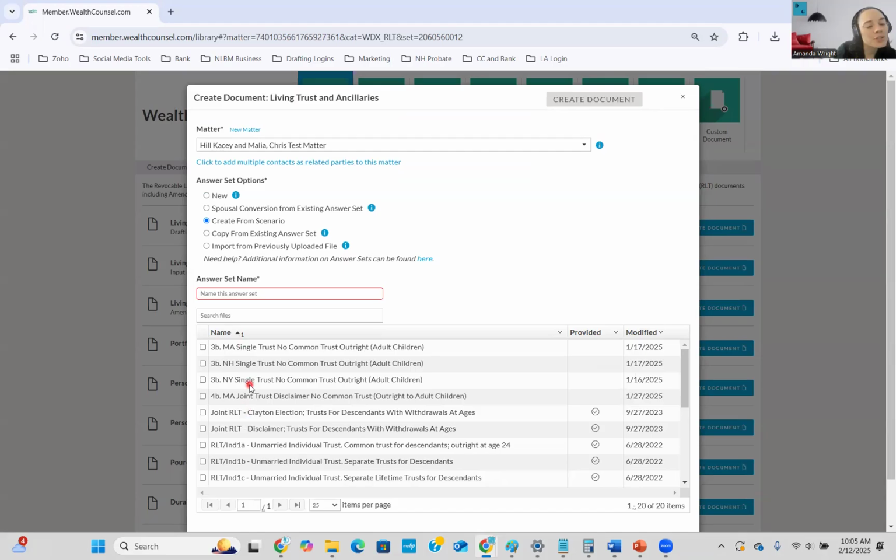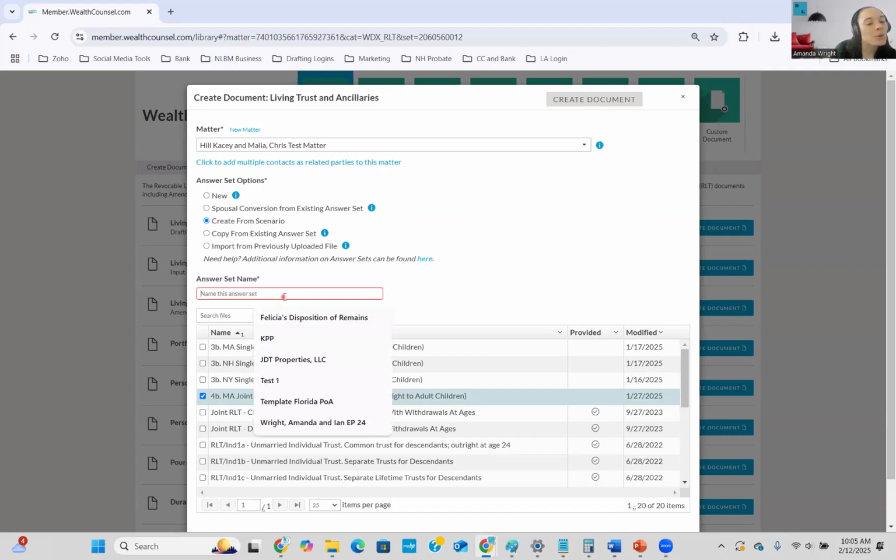Now here, I'm going to show you a bunch of different scenarios, right? I'm going to show you different structures of the residuary. So I'm just going to go ahead and pick 4B. We're going to do a Massachusetts joint trust disclaimer, no common trust, outright to children. We're going to start there and see the different options, okay?